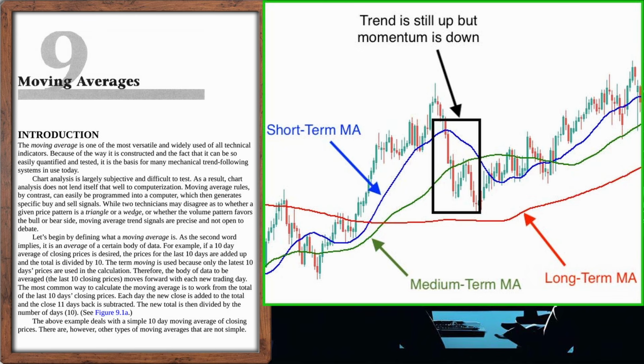Let's begin by defining what a moving average is. As the second word implies, it is an average of a certain body of data. For example, if a 10-day average of closing prices is desired, the prices for the last 10 days are added up, and the total is divided by 10. The term moving is used because only the latest 10 days prices are used in the calculation. Therefore, the body of data to be averaged, the last 10 closing prices, moves forward with each new trading day.